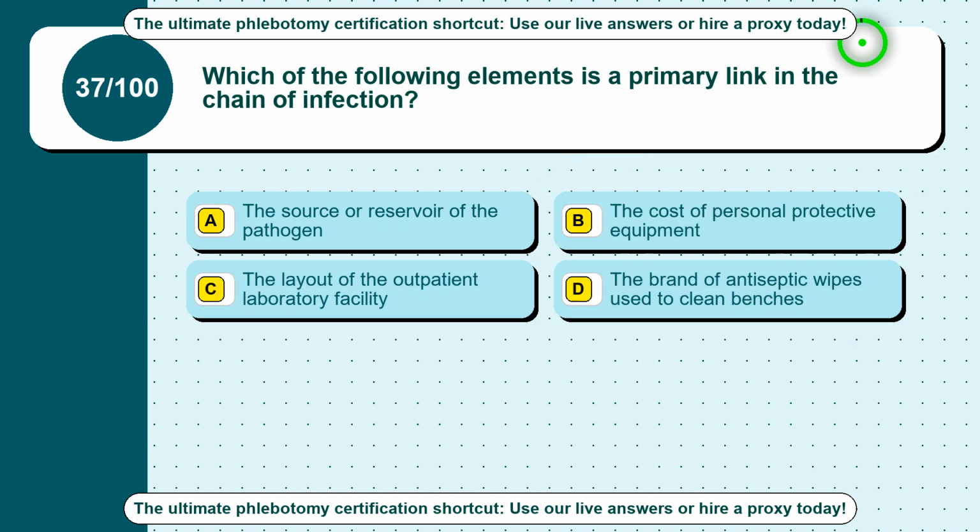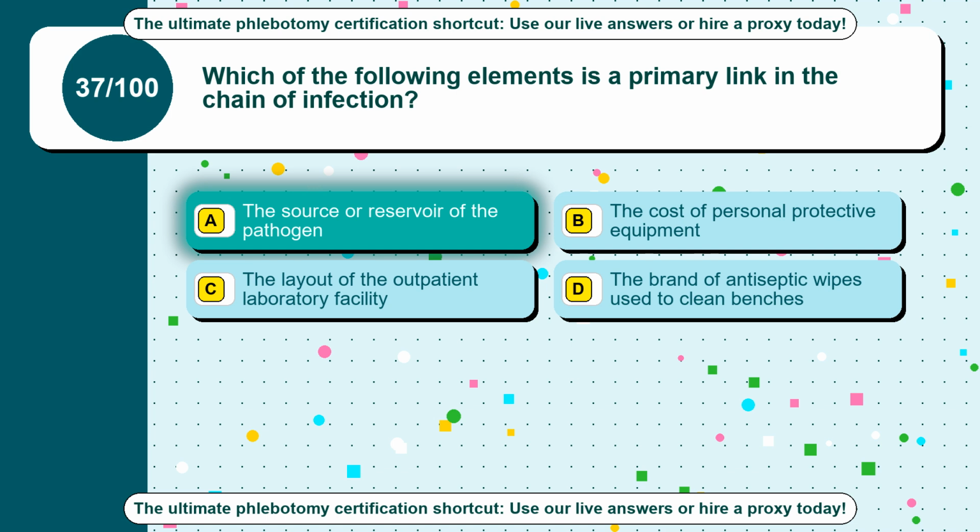Question 37. Which of the following elements is a primary link in the chain of infection? Option A. The source or reservoir of the pathogen. Option B. The cost of personal protective equipment. Option C. The layout of the outpatient laboratory facility. Option D. The brand of antiseptic wipes used to clean benches. The correct answer is option A.